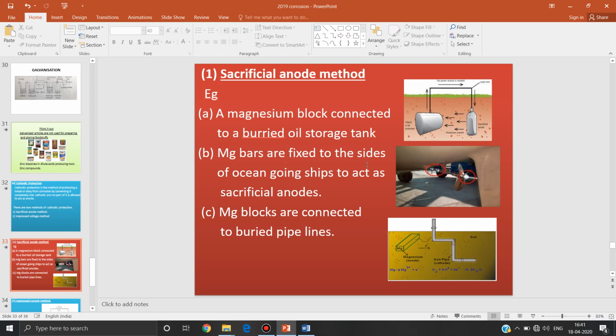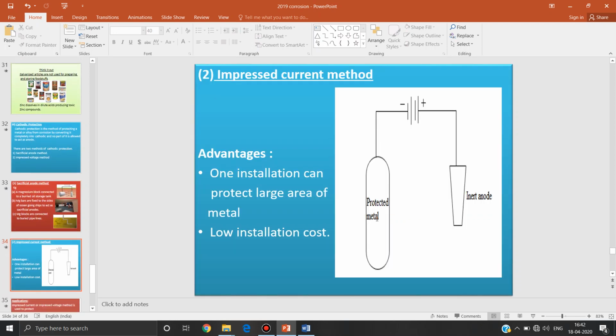Magnesium bars are fixed to the sides of ocean-going ships to act as sacrificial anodes, and magnesium blocks are also connected to buried pipelines. Only that pseudo anode will undergo corrosion; the cathode is unaffected. That's why it is called the sacrificial anode method. The anode is sacrificing, it will undergo corrosion.